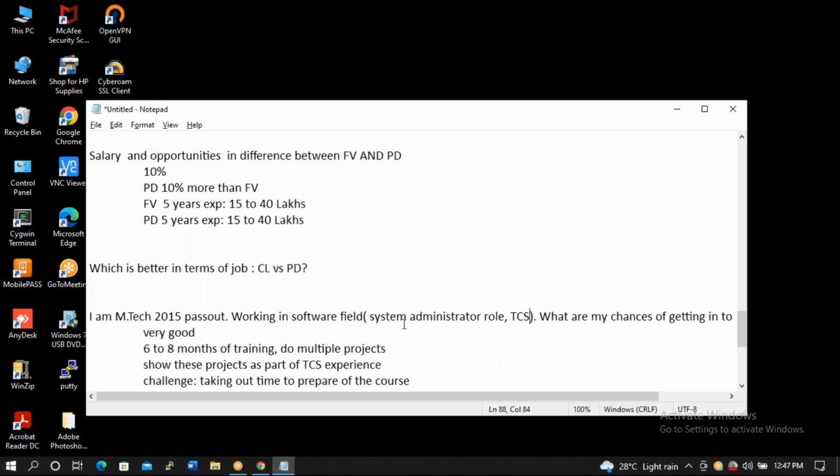See, clearing the interview is all about getting those opportunities, right? You should get at least 10 to 15 opportunities so that you attend the interviews and you can clear one. So TCS can help you get those opportunities, because companies will trust that if you are working in TCS, you will be good.